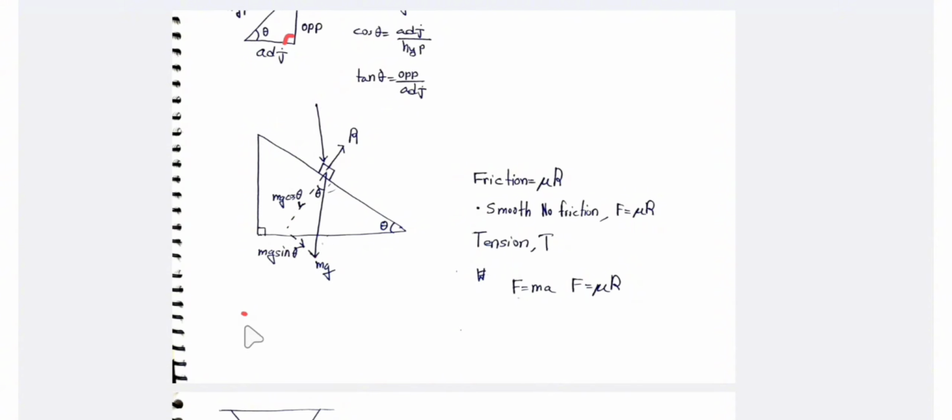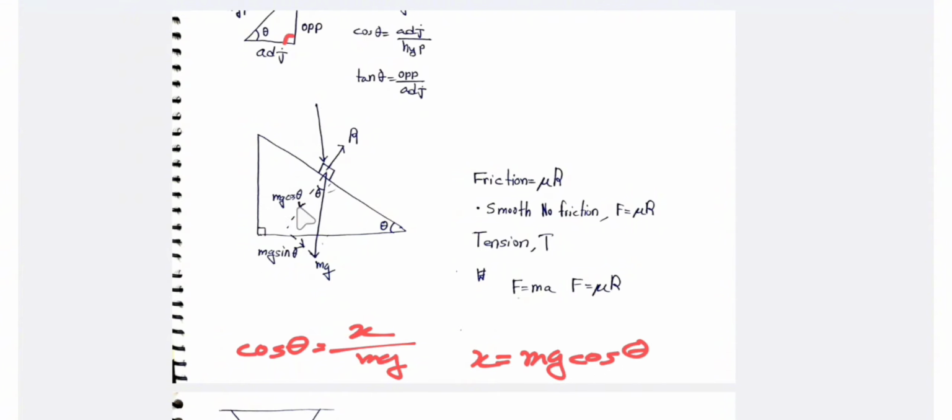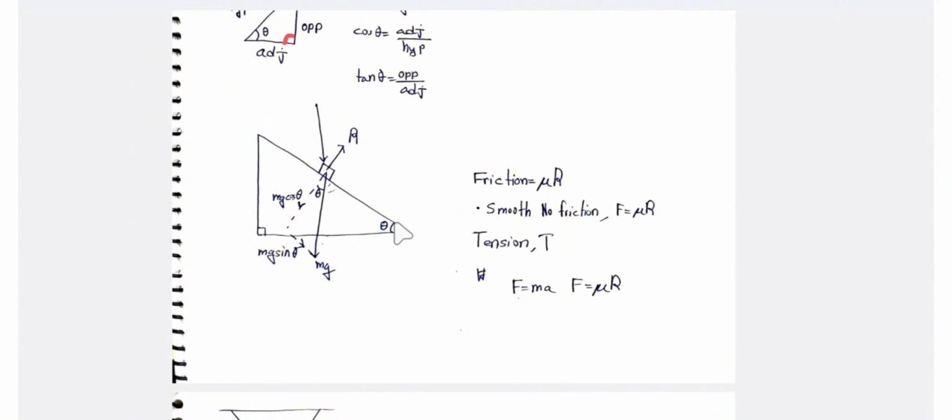Similar to this working, we can find this side as mg cos theta. If we consider this side as x, then cos theta is equal to adjacent by hypotenuse. The adjacent side is this side, which we consider as x, by the hypotenuse, mg. So x is mg cos theta. So here we find the vertical component of the weight as mg cos theta, where this angle is theta, similar to this angle.